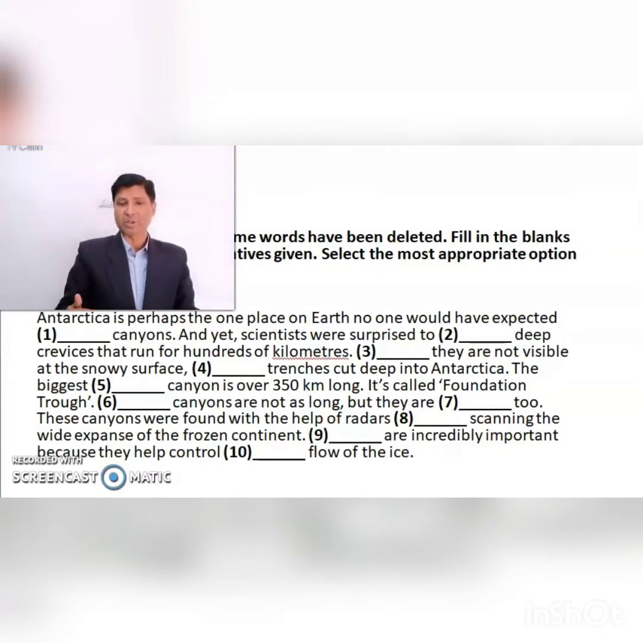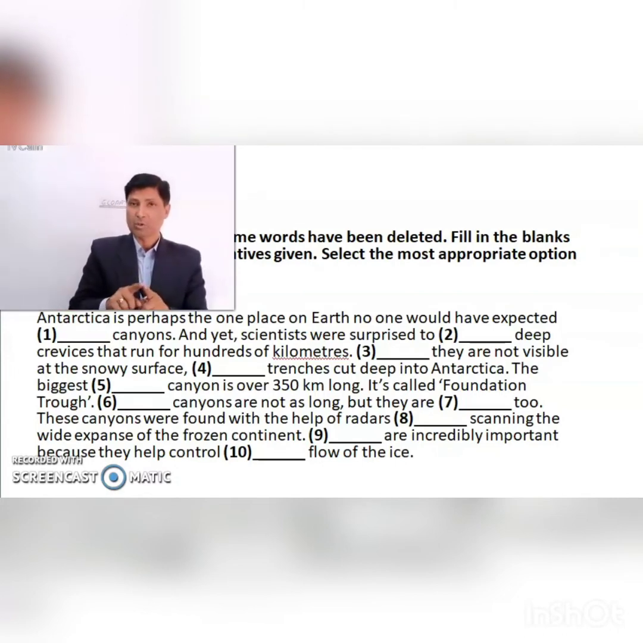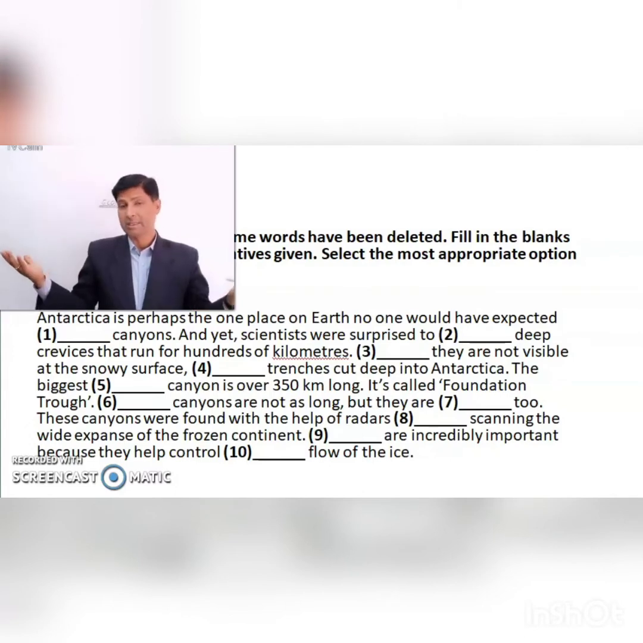Canyons are not as long, but they are blank space 2. So here the word coming in blank space number 7 is actually referring to canyons. So you have to think about an adjective. What kind of canyons? Say deep is one adjective. What can be the other adjective? Think. Deep, and we can say another word is abysmal also. Abysmal, that means bottomless, but we can go with bottomless, abysmal.